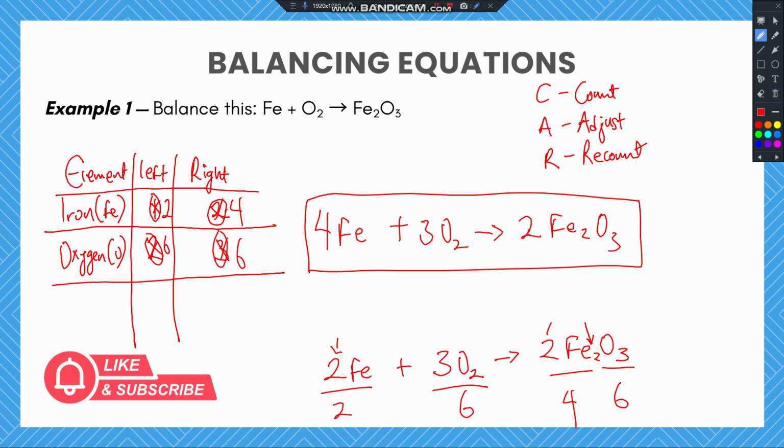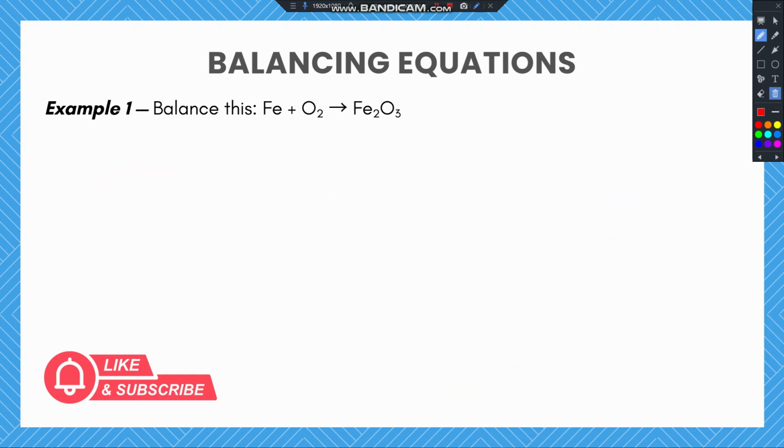Now let's count the number of atoms for each element that are present. For iron, I have 4 on the left, and on the right I have 4. For oxygen, I have 6 on the left, and on the right I have 6. The equation is fully balanced.